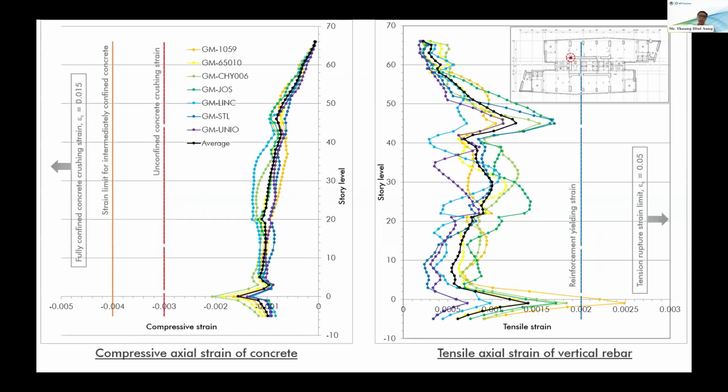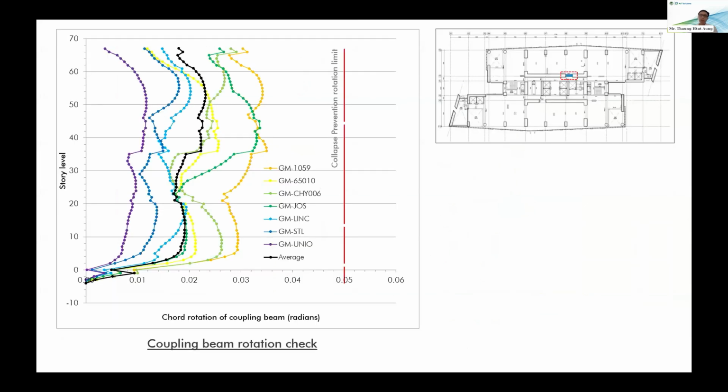For shear walls and coupling beams, we check the deformations using the axial strains for the flexural response of the shear walls. On the left side, we check the compressive strain of concrete along the height of the wall. And the right side is the tensile strain of concrete. Tensile strain of the reinforcement. So we have to check all corners of the wall to check whether the strains are within the limits.